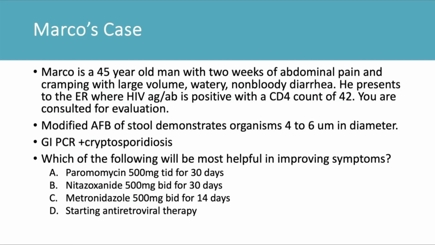Modified acid fast stool demonstrates organisms 4 to 6 micrometers in diameter. GI PCR is positive for Cryptosporidium. Which of the following will be the most helpful in improving symptoms, which is D.